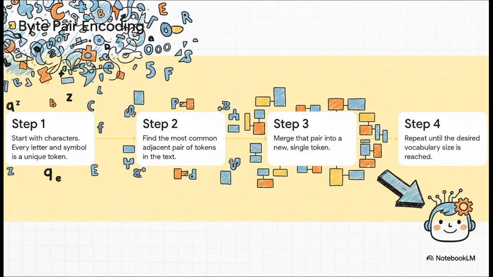You start with just individual characters. Then the algorithm finds the most common pair, like T and H, and merges them into a new single unit, TH. And you just repeat this process over and over, building up this smart vocabulary of common word pieces. That way, a new word like tokenizer can just be seen as token and izer. It's super efficient and really flexible.